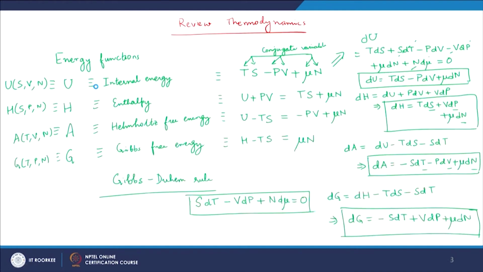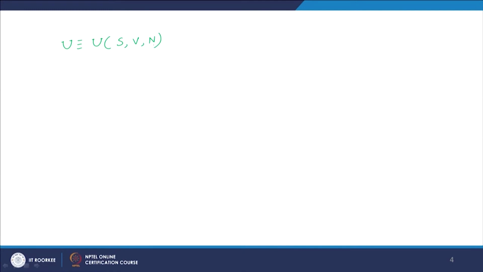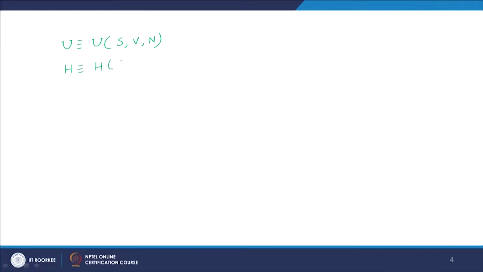So, we write internal energy as a function of S, V, N, enthalpy as a function of S, P, N, Helmholtz free energy as a function of T, V, N, and Gibbs free energy as a function of T, P, N, and they define the simulations that I am conducting.